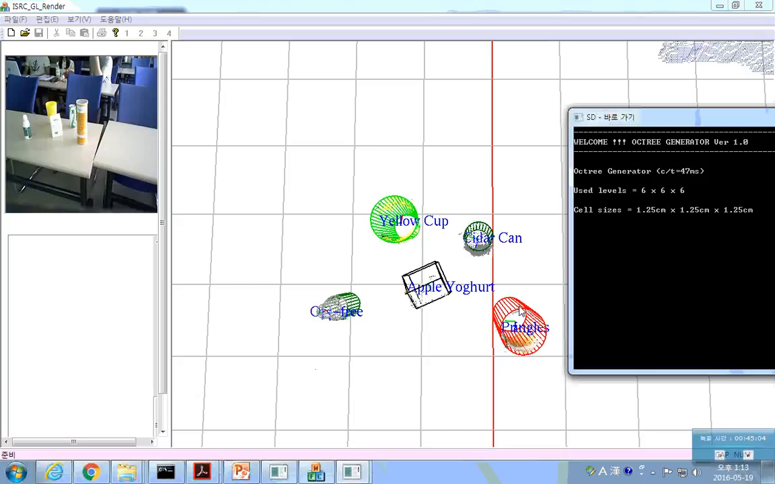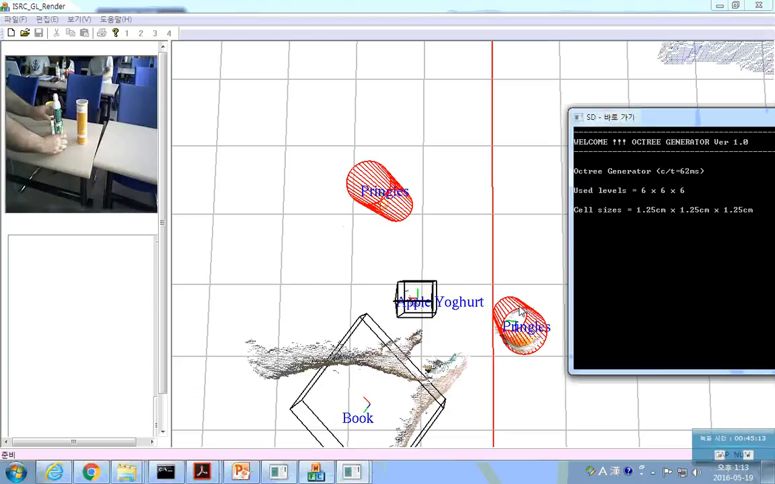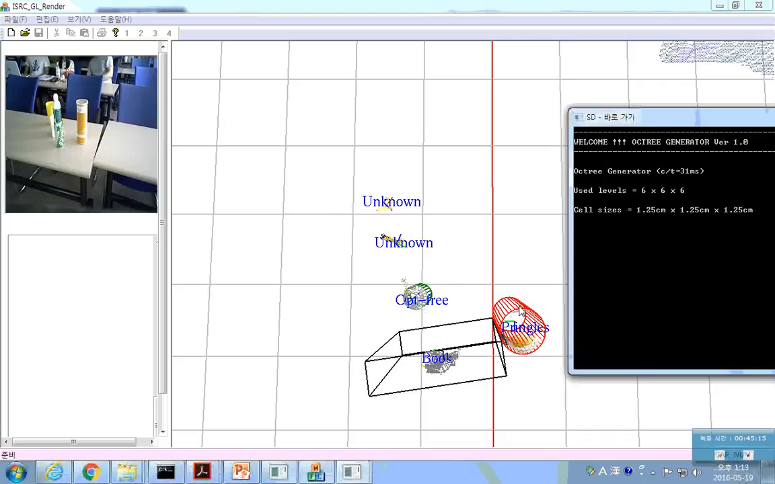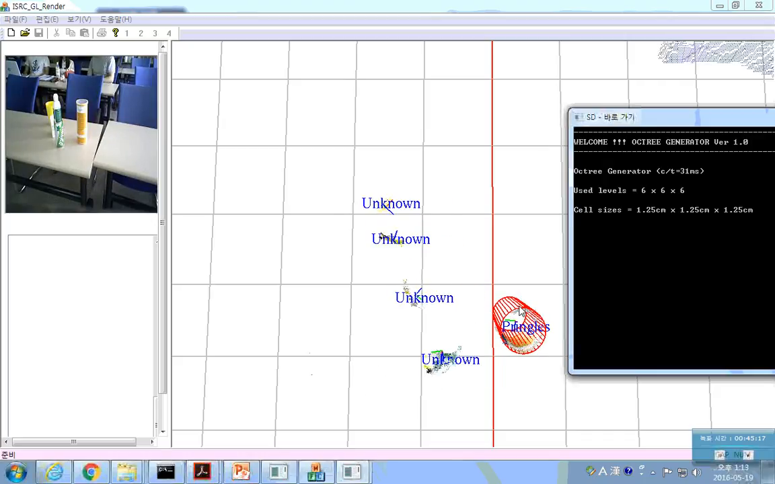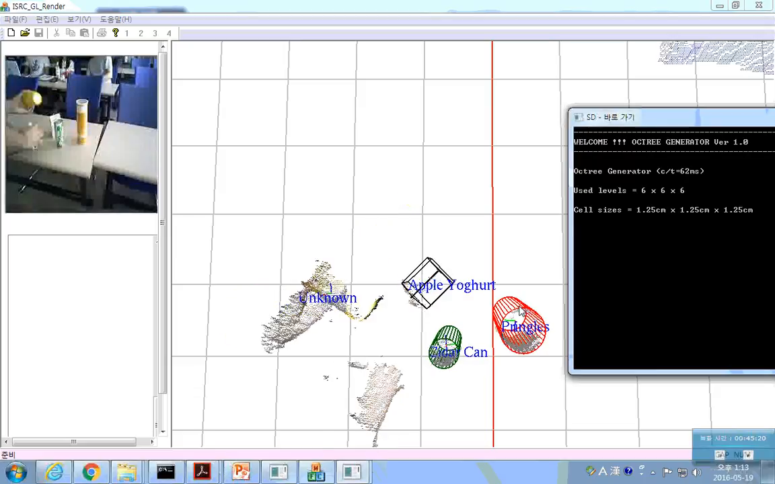Just because we are using a naive Bayesian network, there are some limitations. One of the limitations, for example, is if I put these two objects on top of each other, you will see that it's recognized. No. Maybe if I put this.